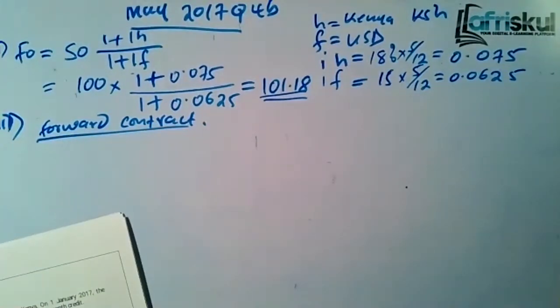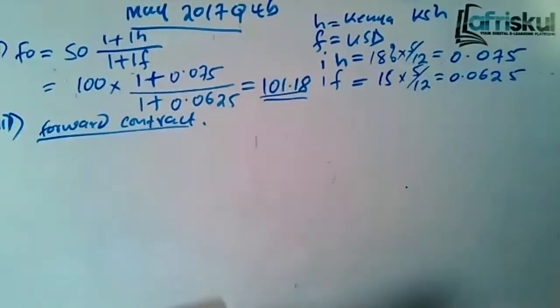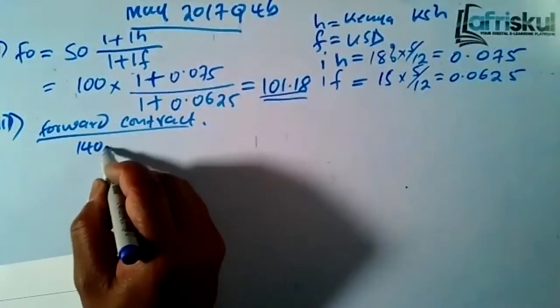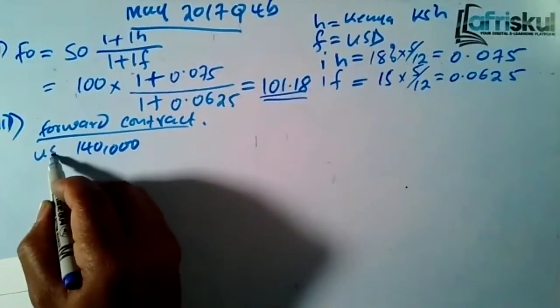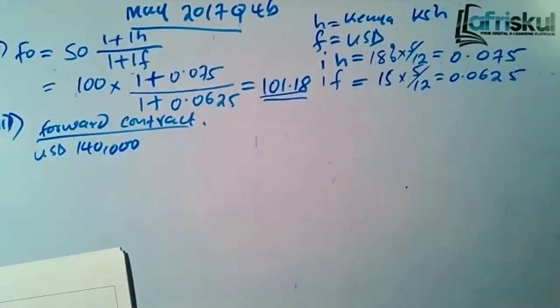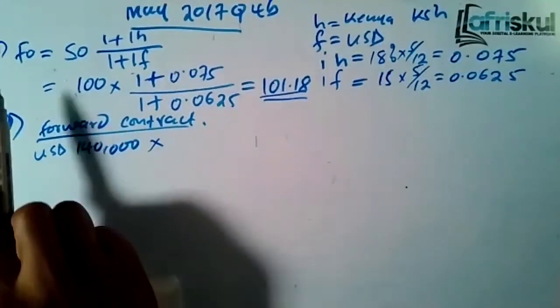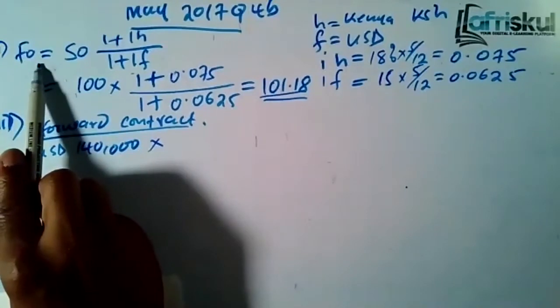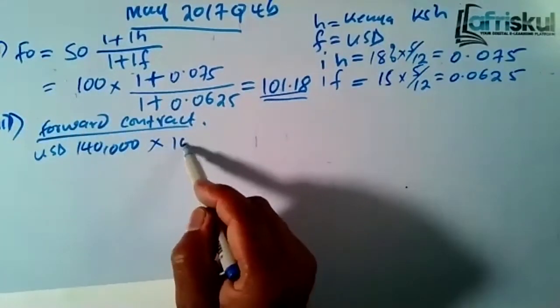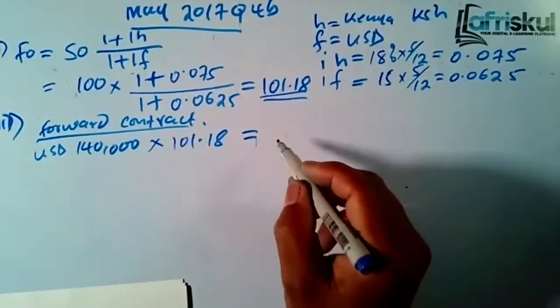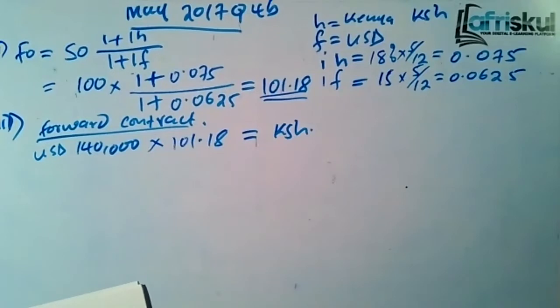Forward contract. In this case, we are hedging the receipts. We are the one who exported, so that means we're expecting to receive. How much are we expected to receive? Remember, we have exported coffee worth 140,000 US dollars. You convert them into Kenyan shillings. It's a forward contract, so you multiply by our forward rate, taking into consideration the interest rate, which is 101.18. So after 5 months, you will receive how many Kenyan shillings?